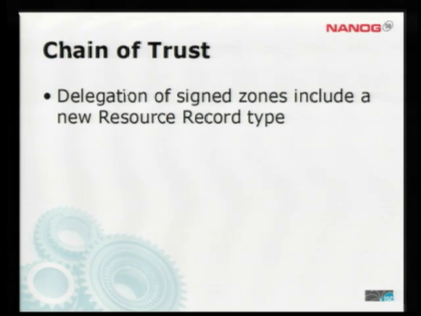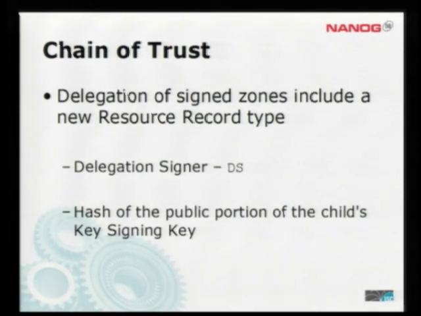Delegation of signed zones includes a new resource record type, as I just alluded to, the delegation signer, or DS record. It is the hash of the public portion of the child's key signing key. So if I trust root, if I trust dot, and I happen to find a DS record for org in dot, that DS record is going to be signed using root's key signing key. Well, I have a trust anchor in place, which means that I know that that public key is the one that was good at root.